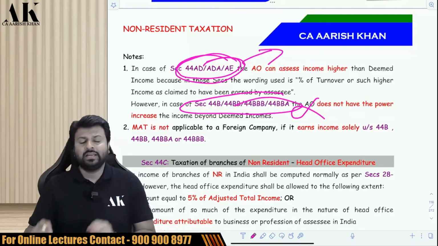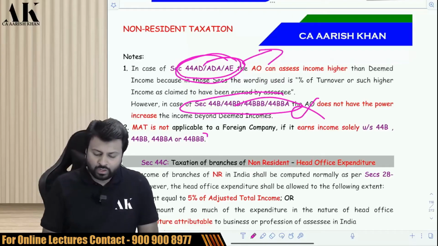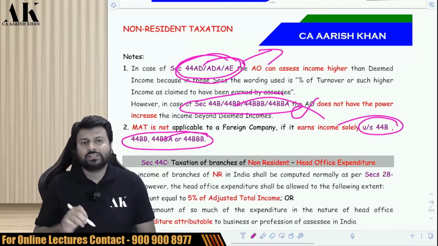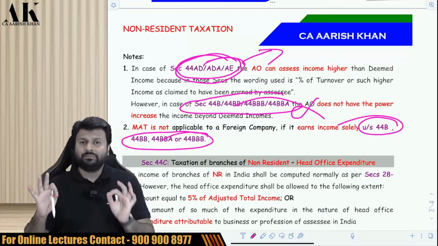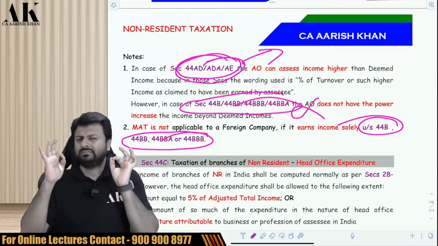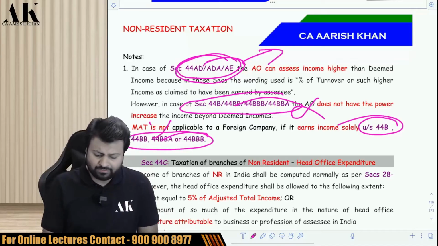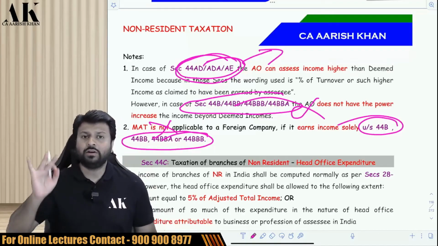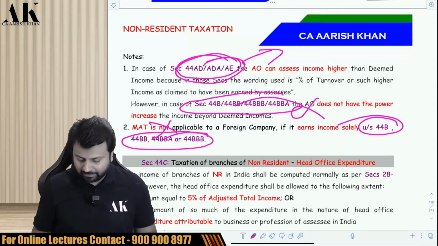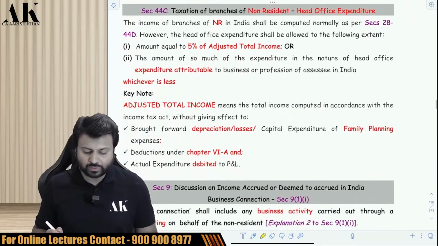Last but not least, if there is a foreign company which earns only these four incomes which are mentioned in 44B, BB, BBB and BBA, if a foreign company is earning only these incomes, then they are not liable for MAT under the provisions of 115JB. The provisions of MAT will not be applicable for those particular companies. Okay. Now let's come to the next one, 44C.